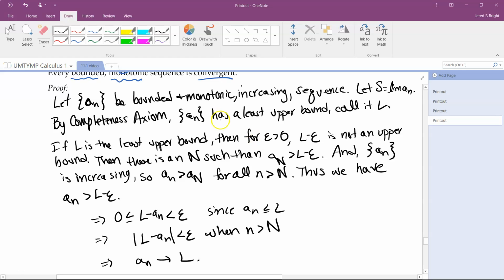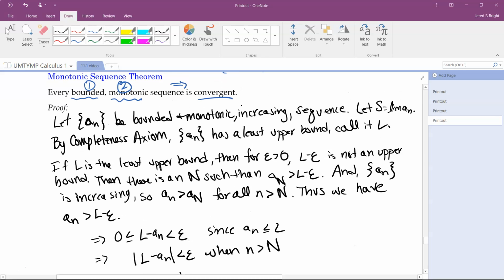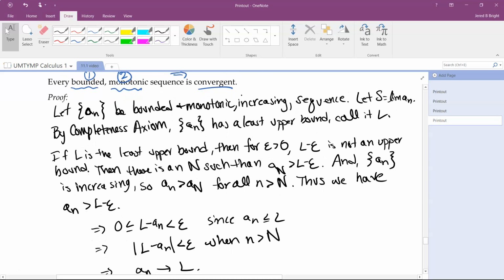The proof is similar if you assume it's decreasing. It would just be a_n has a greatest lower bound, we call it L, and then for epsilon greater than 0, L plus epsilon is not a lower bound. It would actually be a good exercise for you to take this proof and look at the corresponding version if it is decreasing and how things would change.